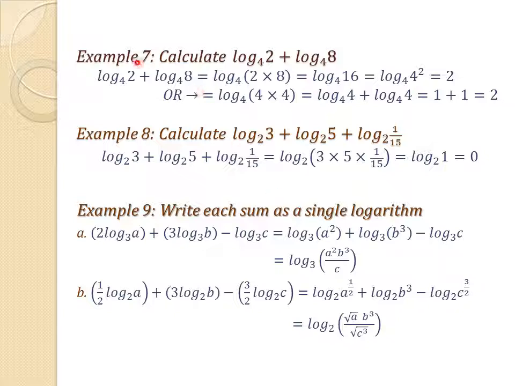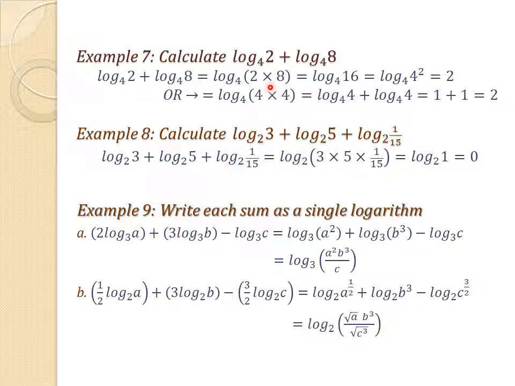As you see in example 7, we have to calculate logarithm 2 base 4 plus logarithm 8 base 4. So the bases are alike. We want to add these two values. Of course, when we say calculate, it means reach the final answer. So those are the values that are given. Now, logarithm plus logarithm for the same base, we can multiply the arguments together.